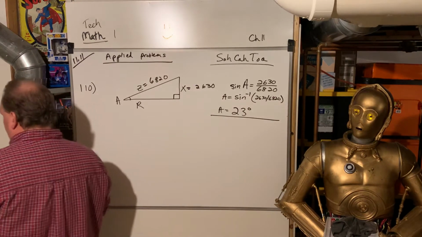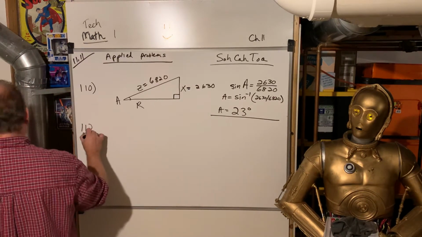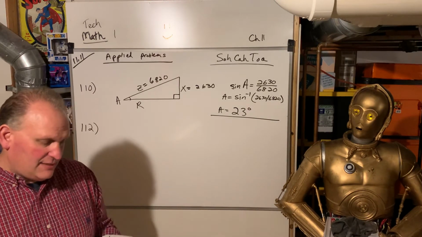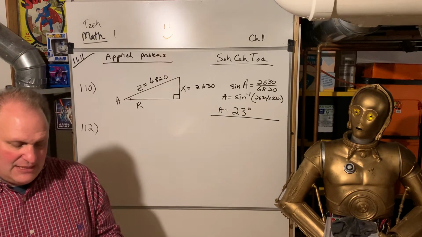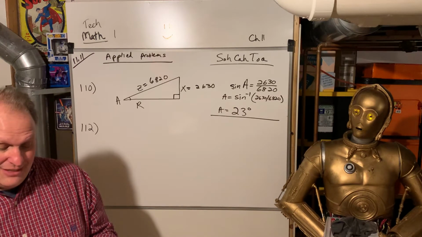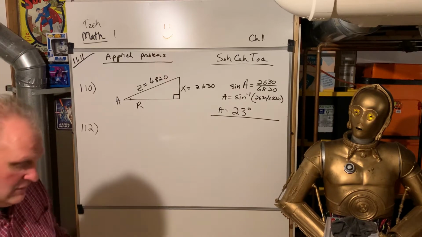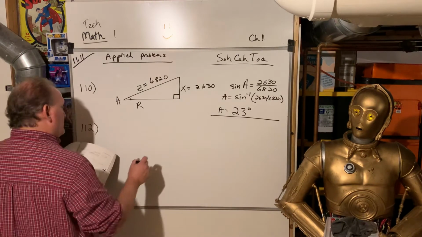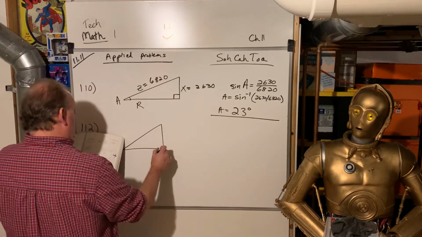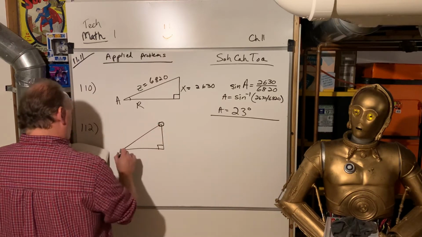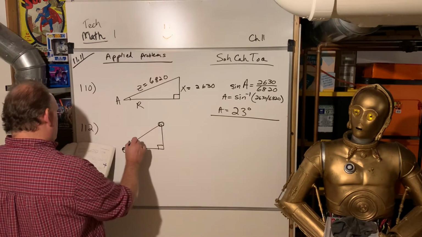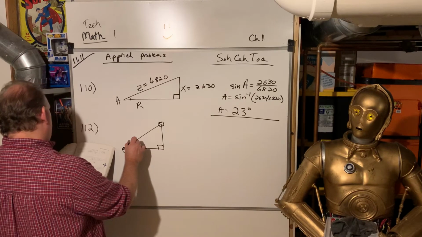The only other one I wanted to do on the applied is 112. So in a metal bracket, find D, the distance between the two holes, round to the nearest hundredth of an inch. So hundredths place this time. And let's draw that picture. They've got a hole here, they've got a hole there. And they're calling this distance D.